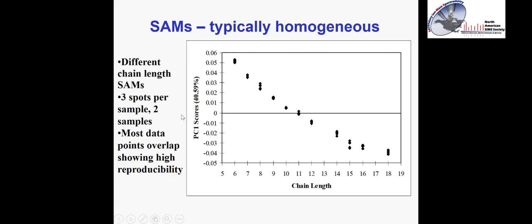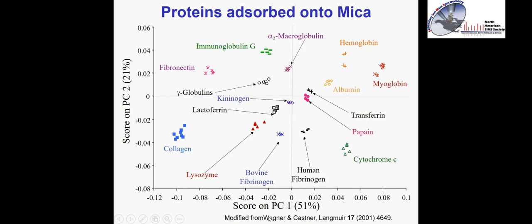If we contrast that with some data taken from a study from Matt Wagner, where he looked at proteins adsorbed onto mica, and this is actually just a subset of the data that he collected. If we look at just the subset, it looks like things do group fairly tightly for each of the proteins. This is now a principal component analysis cross plot of principal component 1 on the x-axis and principal component 2 on the y-axis. So we're looking at groupings on this principal component analysis plot.